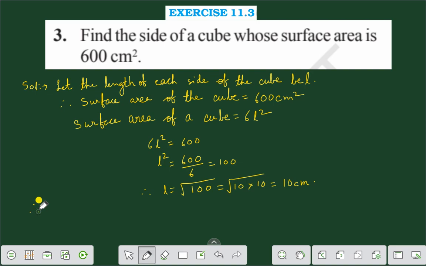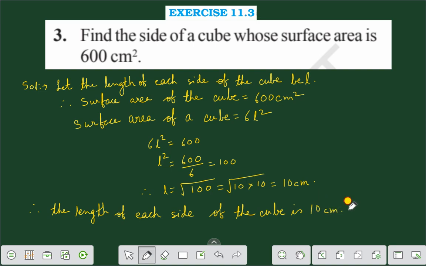Therefore, the length of each side of the cube is 10 centimeter, and that is the answer.